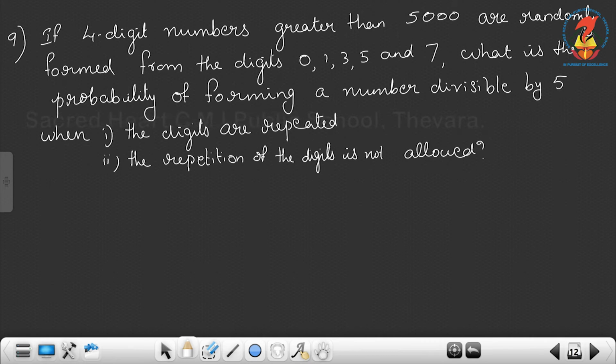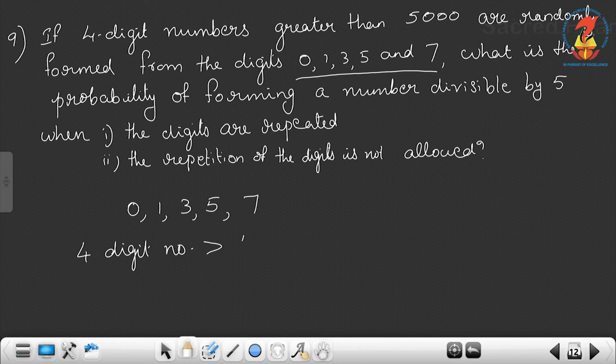So, 4-digit numbers greater than 5000 are randomly formed from the digits. So, digits are given as 0, 1, 3, 5 and 7. The 4-digit number greater than 5000 means the first place must be which one?